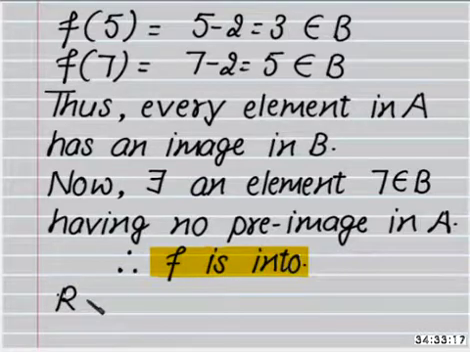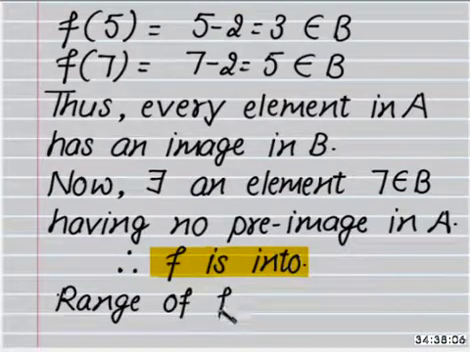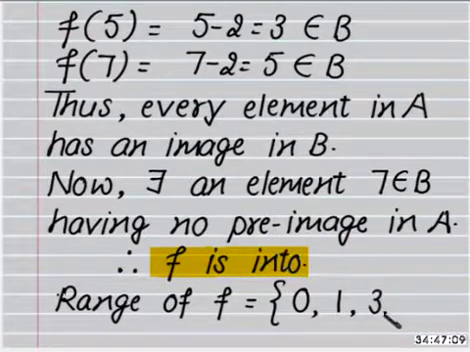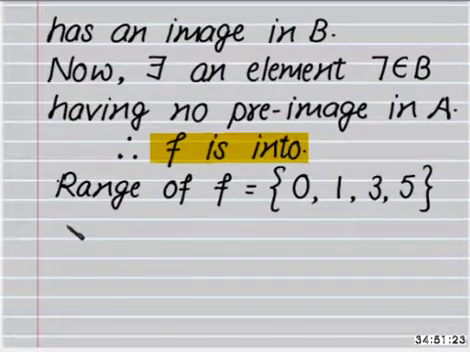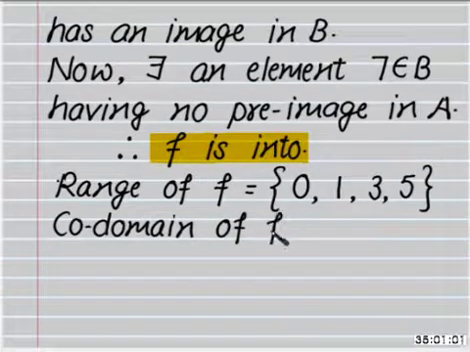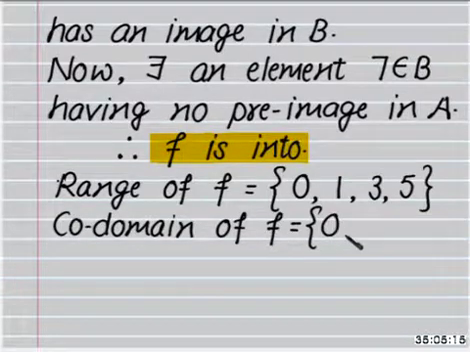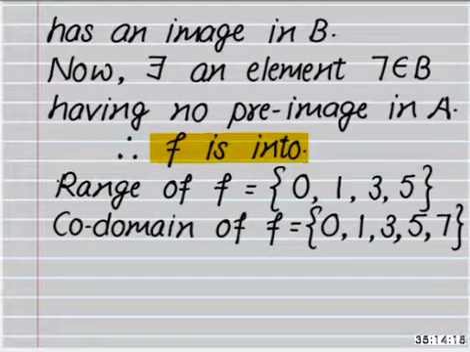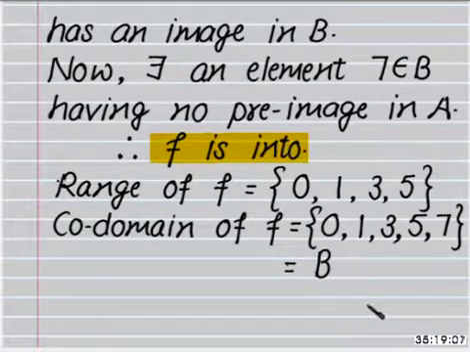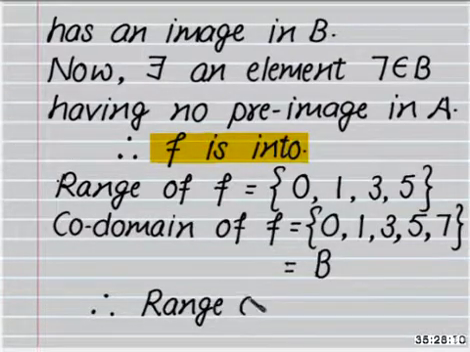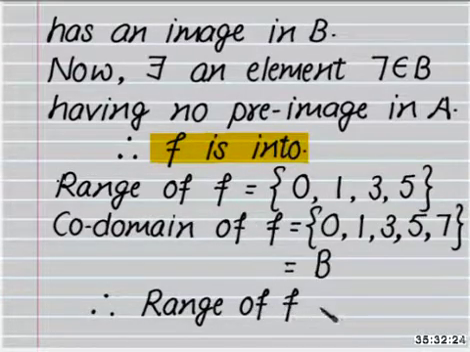So here range of function f is equal to the set containing elements 0, 1, 3 and 5, and codomain of function f is the set containing elements 0, 1, 3, 5 and 7, which is equal to the set B. Therefore, we can say that range of function f is a subset of its codomain that is equal to set B.